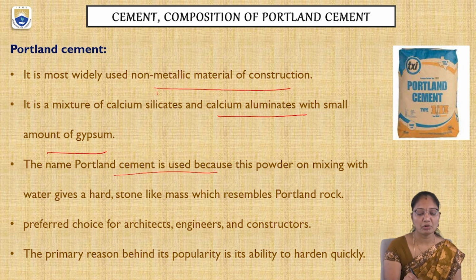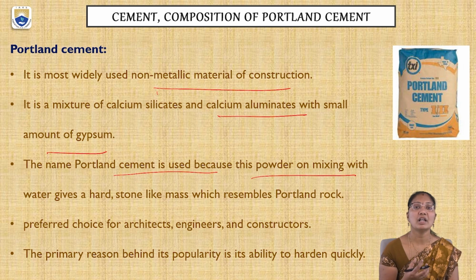The name Portland cement is used because it forms a very hard material which resembles rock, a hard rock called Portland.